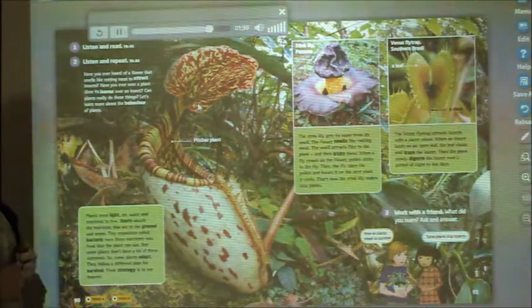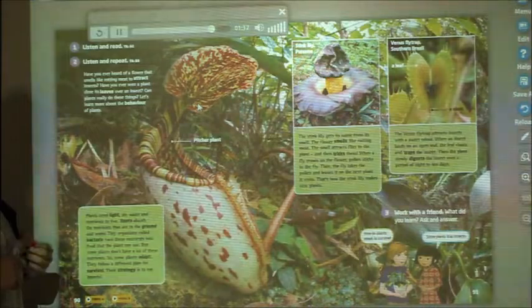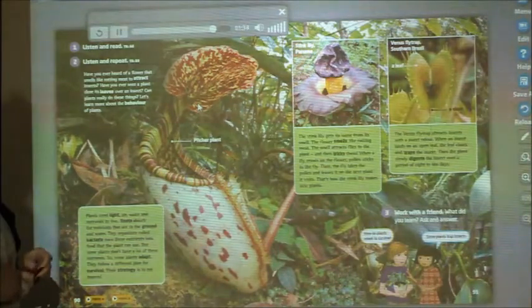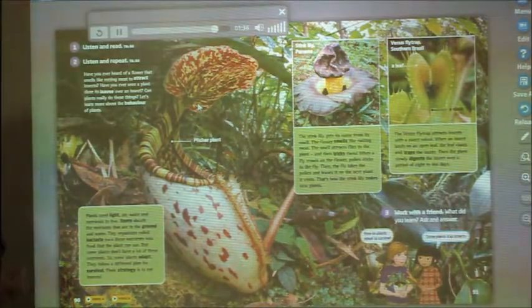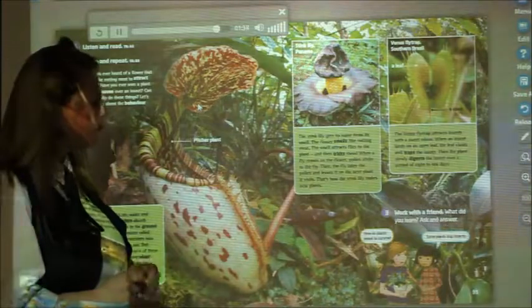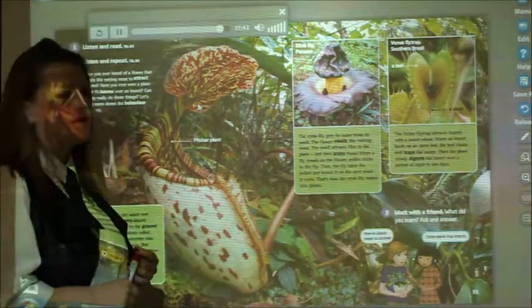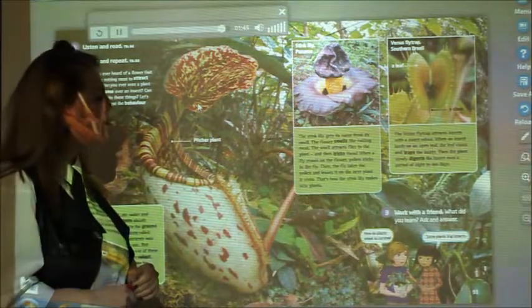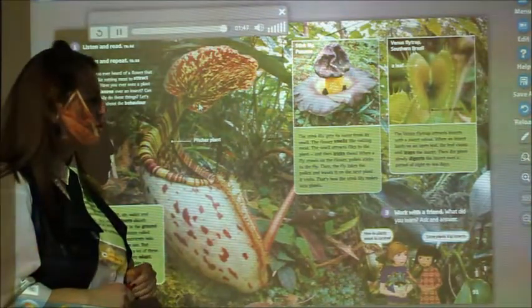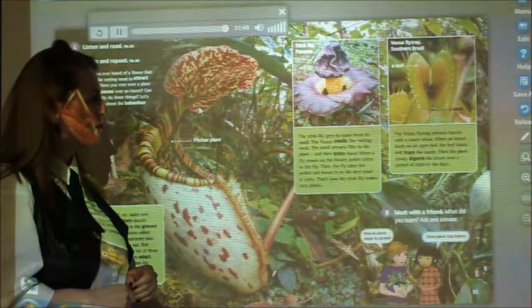The Venus flytrap attracts insects with a sweet odour. When an insect lands on an open leaf, the leaf closes and traps the insect. Then the plant slowly digests the insect over a period of 8 to 10 days.